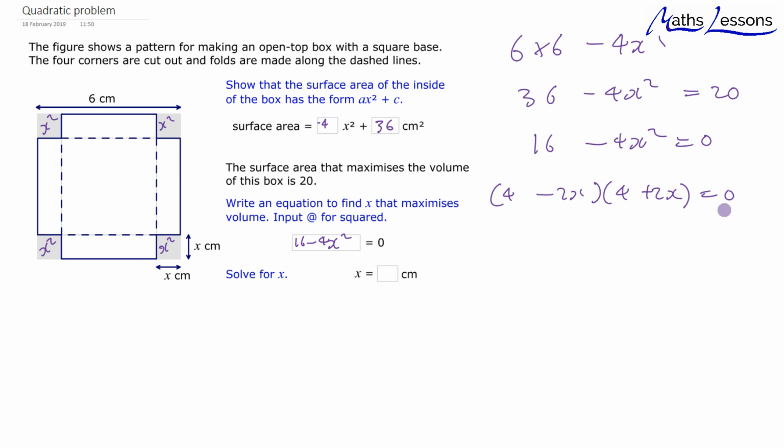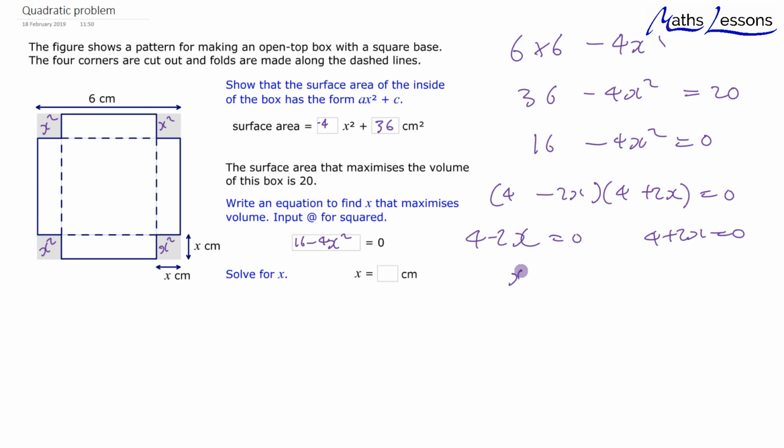Now this is not what you'd normally expect to see it looking like. You'd think 2x minus 4 and 2x plus 4. But it works just the same way when you've got it in the opposite order. So you should get 4 minus 2x equals 0, or 4 plus 2x equals 0.